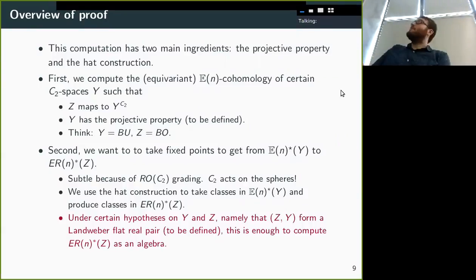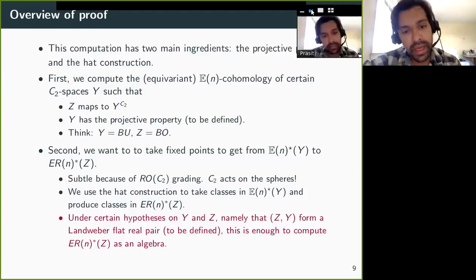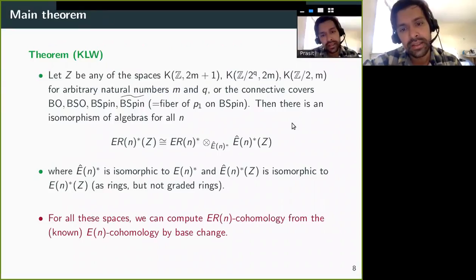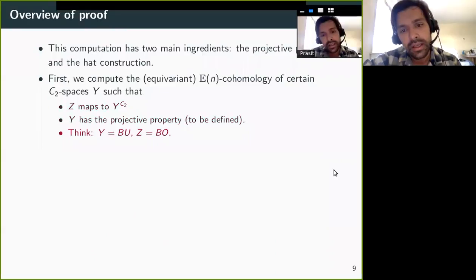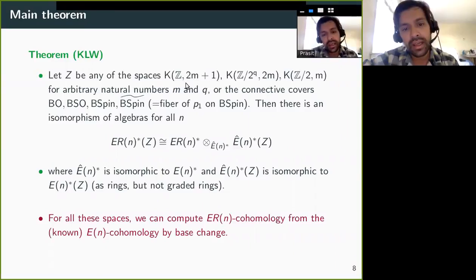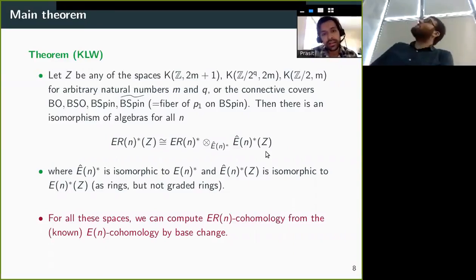Hi, Vitaly. This is Prasid. Can you go back to the previous slide where you have the ER-cohomology of KZn? What happens in the even dimension for KZ? You're asking what happens if Z is an even dimensional Eilenberg-MacLane space? Yes, the first example of this is CP infinity. CP infinity is a KZ2. So it's not so easy. You don't just get the ERn cohomology of CP infinity by a base change, but it's not that terrible either.